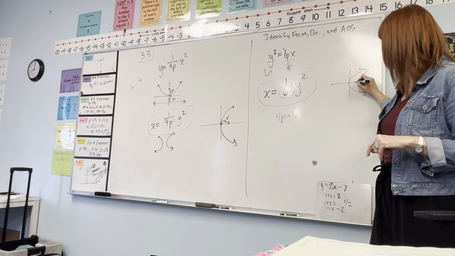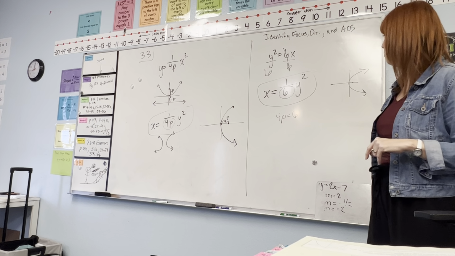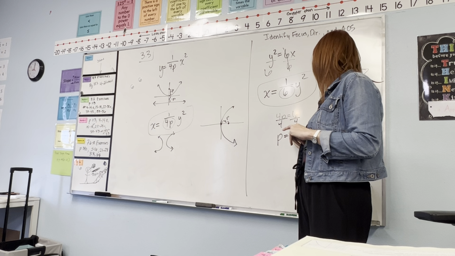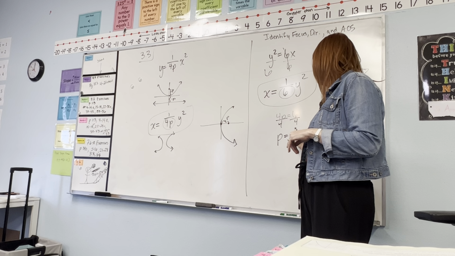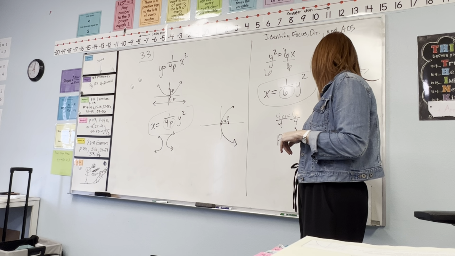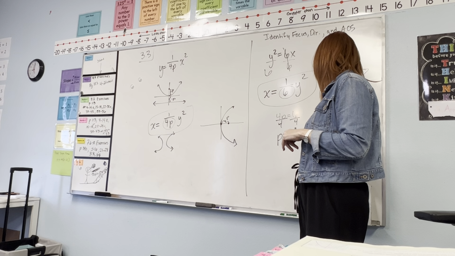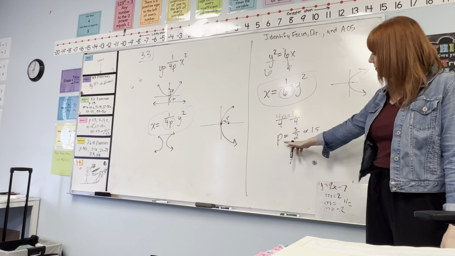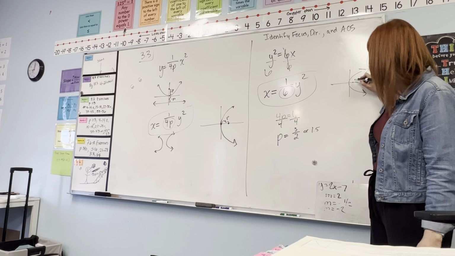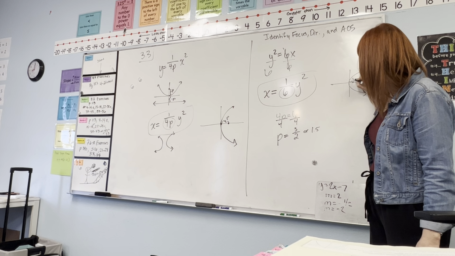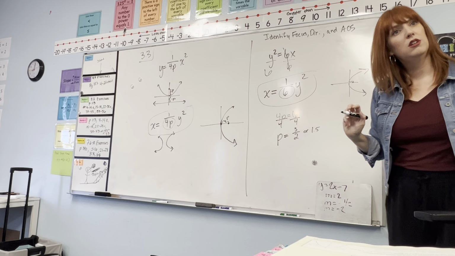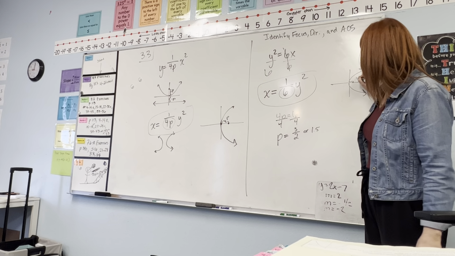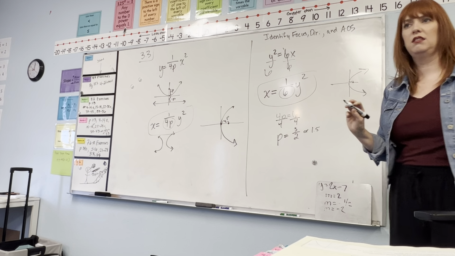So we know our focus is over here somewhere, and our directrix is somewhere back there. So we solve this for p. We get p equals 3/2 or 1.5. Right? Yeah. I don't know why my brain died for a second. All right. So p equals 1.5. So this distance right here, because the vertex is at 0, 0, this distance right here has to be 1.5. So what is this point then?